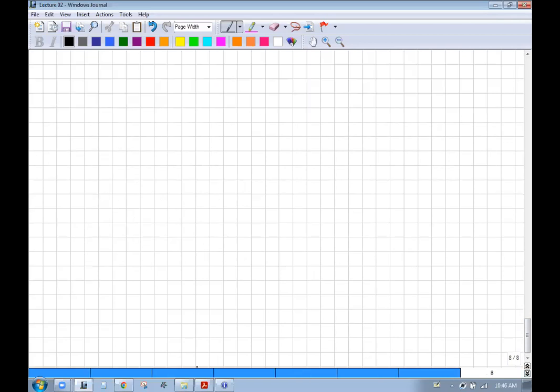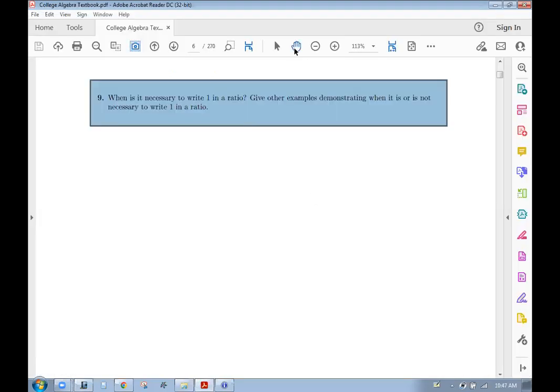You can do the same thing with 0, because when you add 0, it doesn't change the value. Well, you can write 0 an infinite number of ways. So that's useful too.